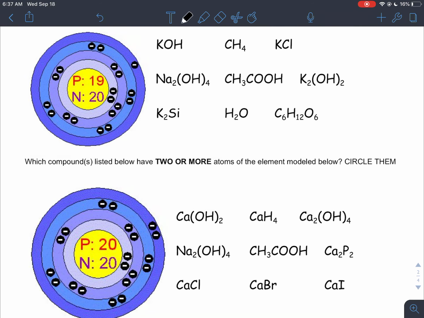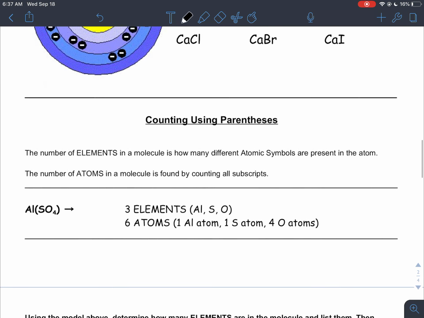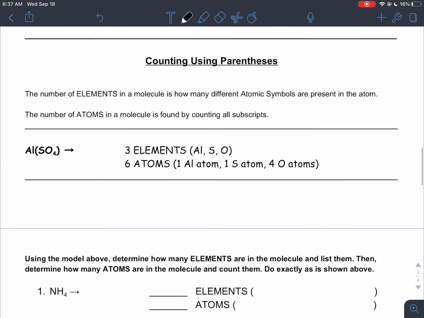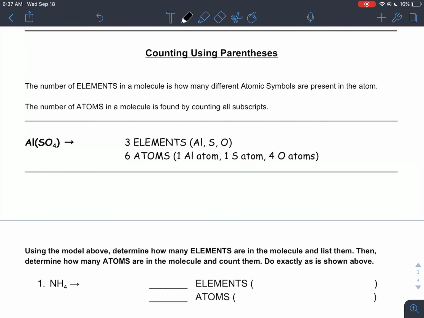So I want you to flip your packet to the bottom of the second page where it says counting using parentheses. This is another way we have to be able to count. The number of elements, underline this. This is on the second page. Pause if you weren't there. The number of elements in a molecule is how many different atomic symbols there are. This is what we talked about earlier. If I talk about elements, how many different types? The number of atoms is found by counting all the subscripts.